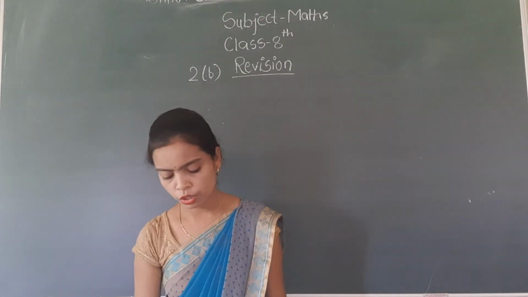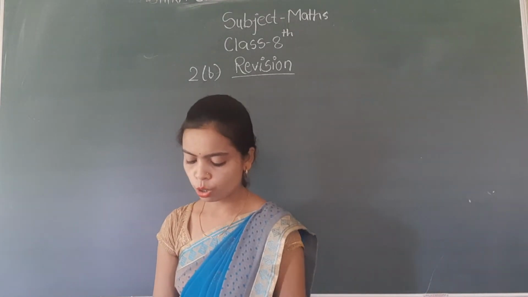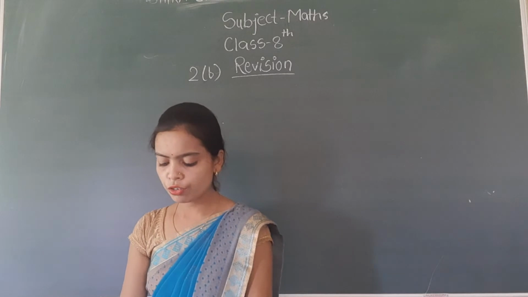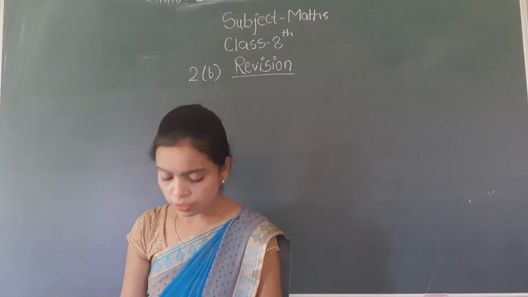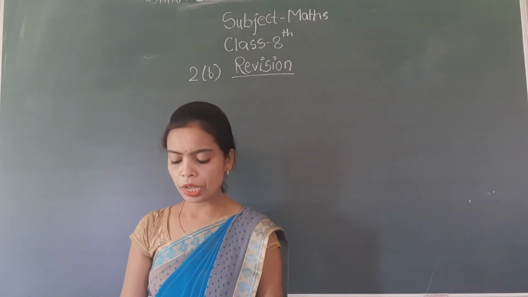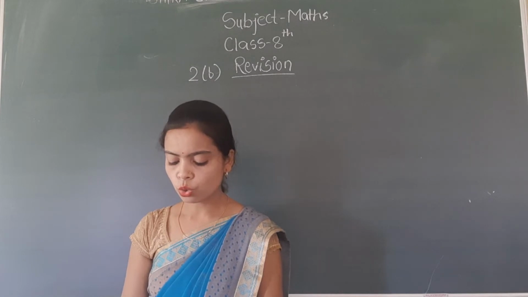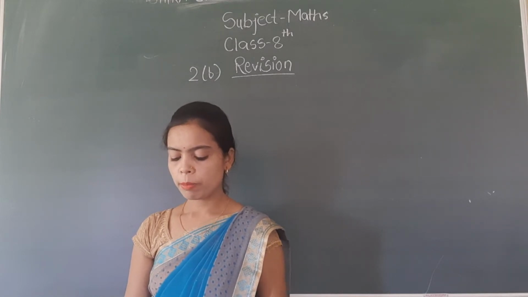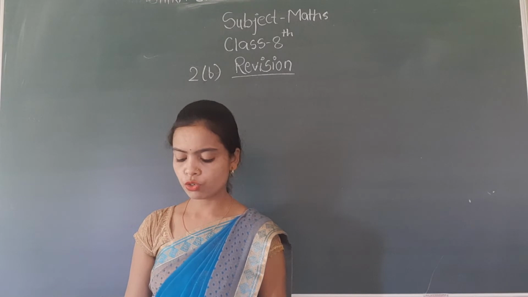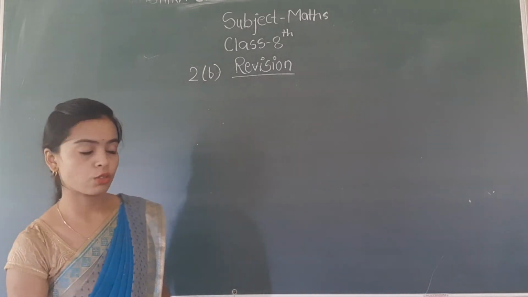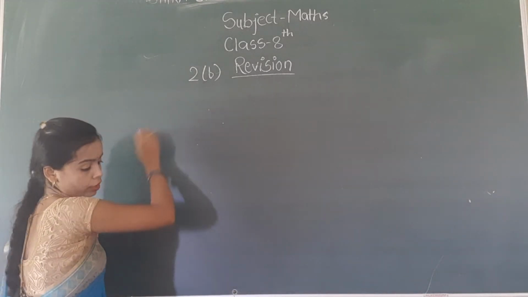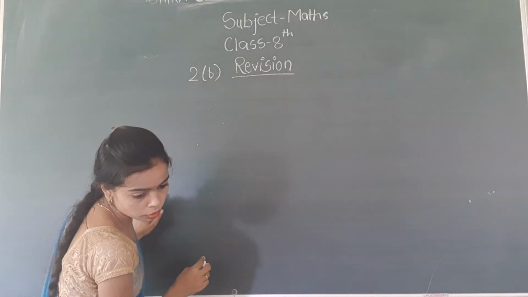Okay, so what is your question number 6? Your question number 6 is 5 raised to the power 2x plus 3 is equal to 25 raised to the power minus 3. Okay, so write it down in the solution. What is the question number 6?